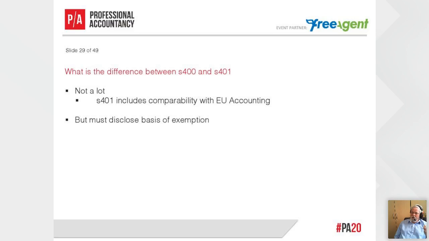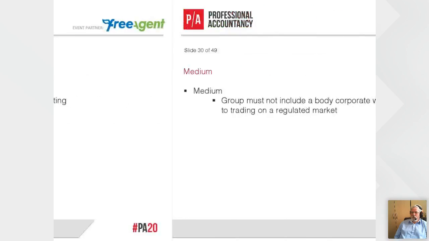So you'd have to quote either section 400 or 401. So I suppose perhaps the biggest danger here is to continue to use section 400 when perhaps you should have changed it to 401.